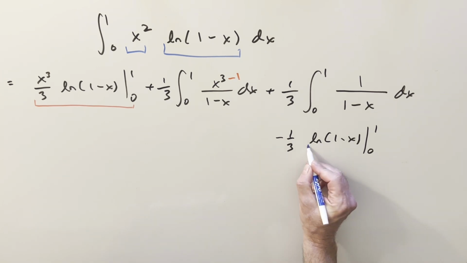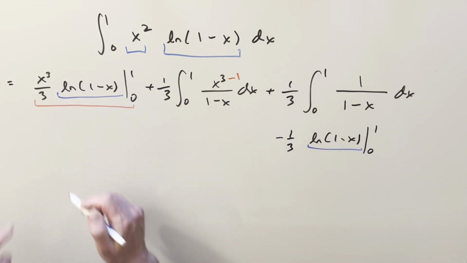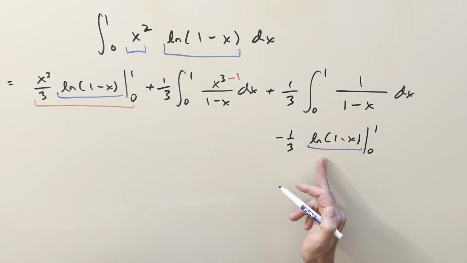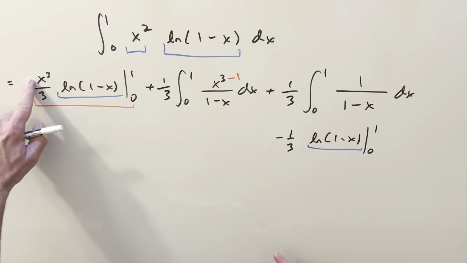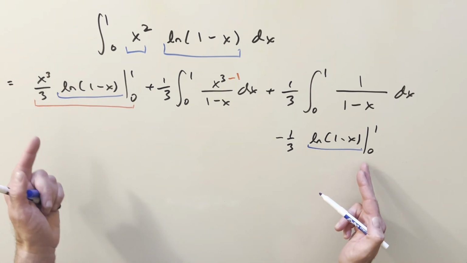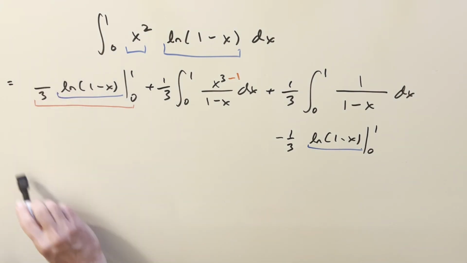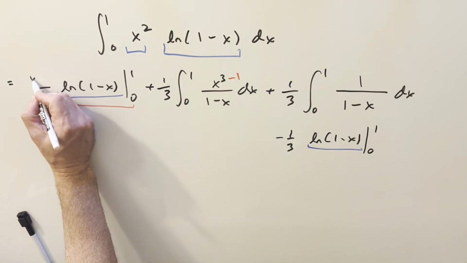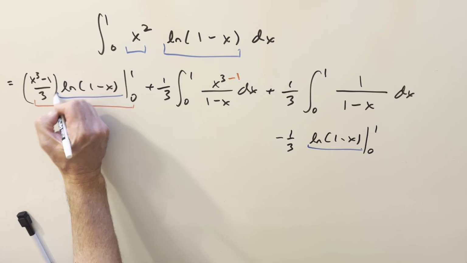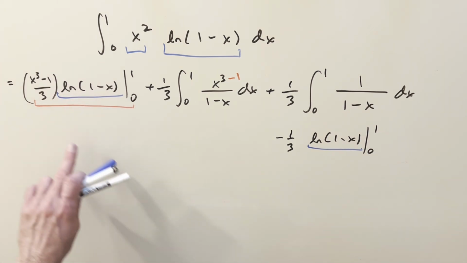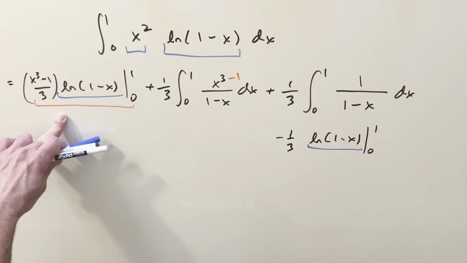But notice we have this in common with this here. We also have the 1/3. So it's going to be pretty easy for me to just take this and combine it with this one right here and evaluate these together. So doing that, all I need to do is just change this to x cubed minus 1. And then combining these and then writing it like this, now we're actually going to be able to evaluate this thing.